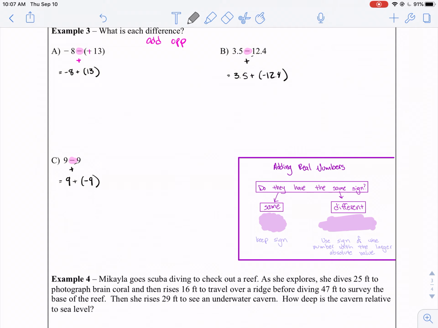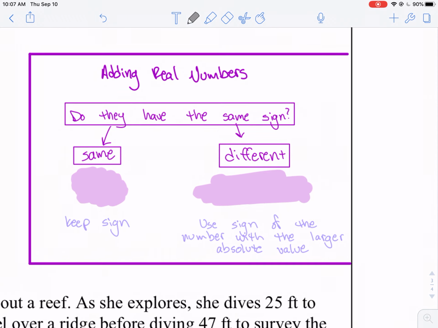Okay, you should have gotten that negative 8 minus negative 13 is 5. And then 3.5 minus 12.4 is negative 8.9. Finally, 9 minus 9 is 0. Yay. Okay, I have a shortcut here, a nice summary of our whole lesson right here.